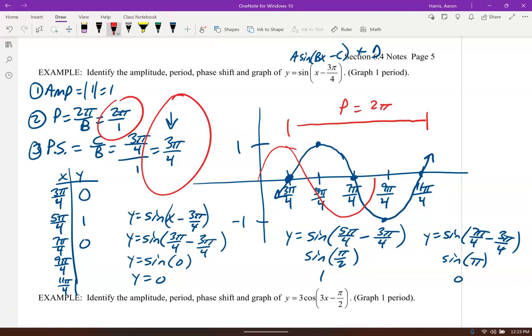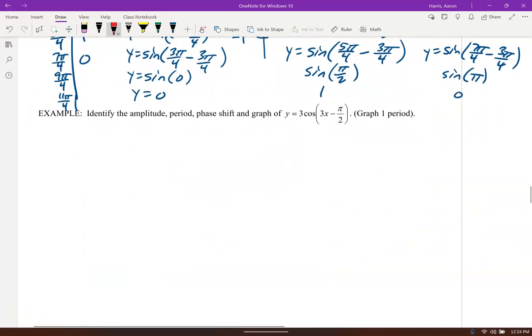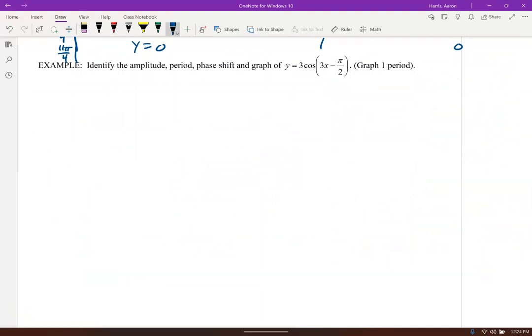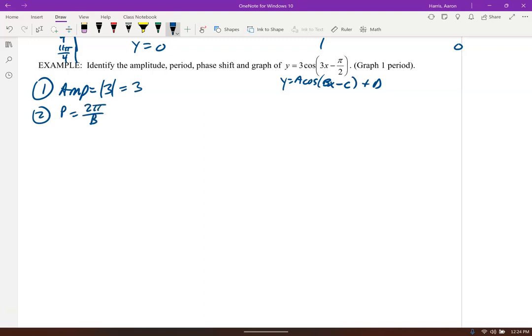It moves it over. This is not a bad one to say, hey, I want to try this problem. If you want to make this a U-try problem, that'd be great. Number 1, I would say, hey, my amplitude is the absolute value of 3. This is a cosine bx minus c plus d. So the amplitude is 3. Our period here is 2 pi over b, so 2 pi over our b here, which is the 3. So 2 pi thirds is our period. Our phase shift is the c value, which is pi halves, over the b value.